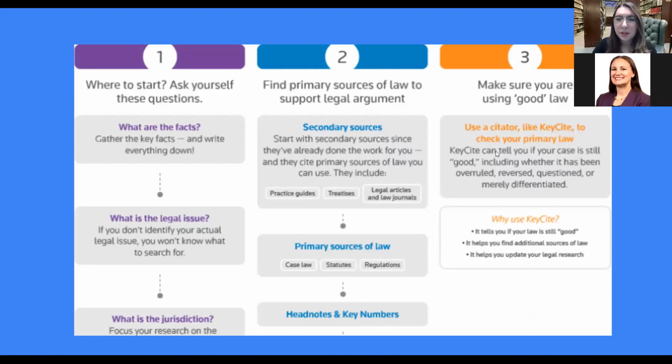Is the problem really the eviction, or is it the money associated with it? Things like that will help us determine what we're searching for. And then lastly, what is the jurisdiction?